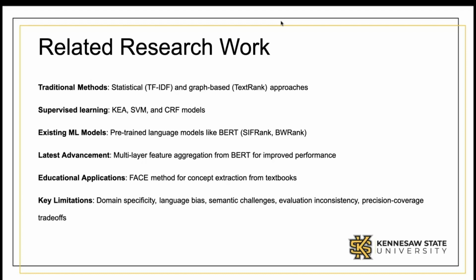Traditional methods like TF-IDF and TextRank use statistical or graph-based techniques. They're fast and simple, but miss deeper meaning. Then we have supervised learning models like KEA, SVM, and CRF. They can be more accurate, but they need a lot of labeled data, which isn't always practical.